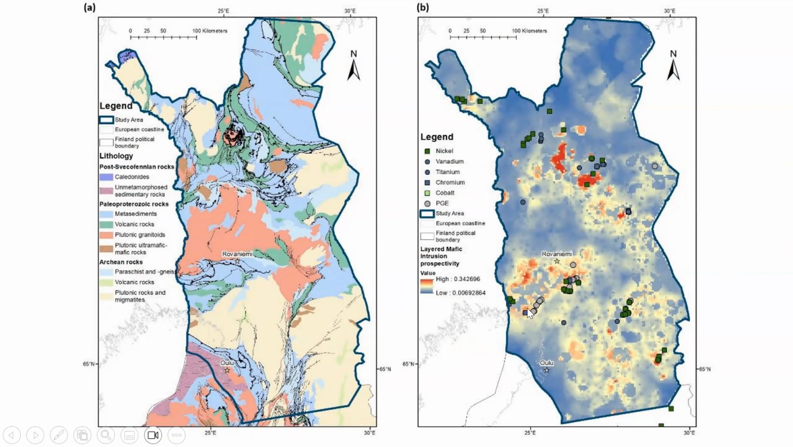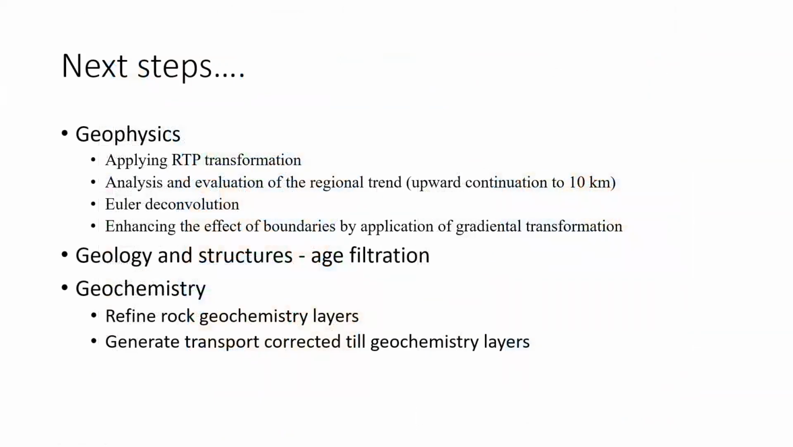The preliminary result captures quite most of the layered mafic intrusions along this belt, but we also find a high prospective zone here, which is under this Paleoproterozoic metasedimentary horizon. So this can indicate there are several undiscovered layered mafic intrusions buried under the metasedimentary horizon. We also have some high prospective zones identified here in the north. As I mentioned, it's a preliminary result, so we'll be working on this to refine it further.